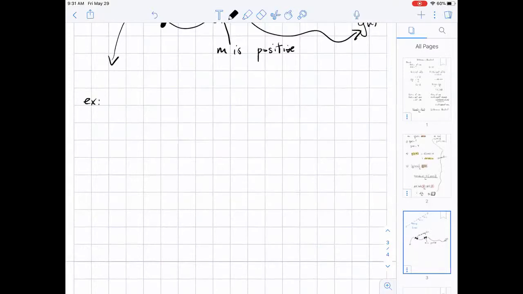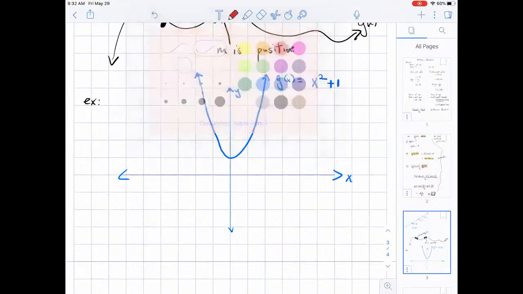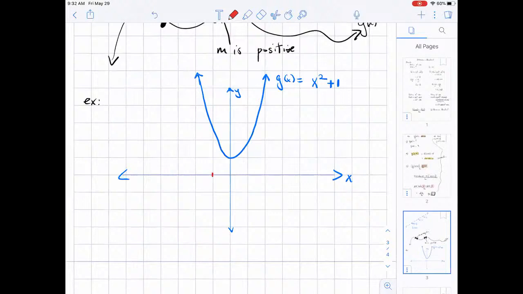So let's look at this example. Everyone should be able to tell me the equation of this function that I just drew here. X squared. You're very close, but not correct. Plus 1. X squared plus 1. Yep, x squared plus 1. Okay. Now, this is drawn really sloppy, but let's say here is -1 and here is +1.